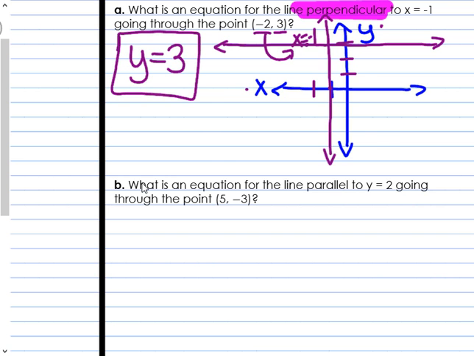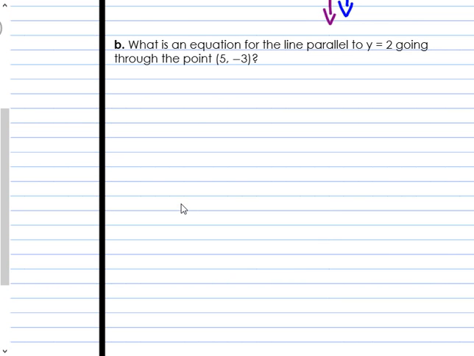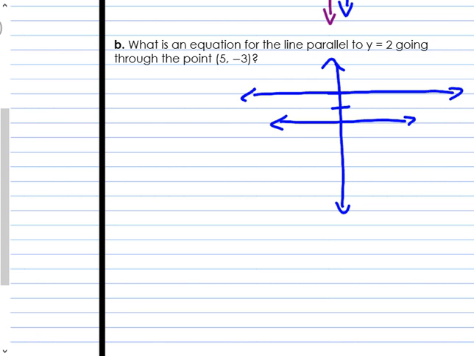Let's do another one. Letter B. What is an equation of the line that's parallel to y equals 2 that's going to go through the point 5, -3? Again, just sketch out your quick line, your x-axis, your y-axis, y equals 2. So your line is going this way, because it has to pass through 2. So this is the equation of the line y equals 2.